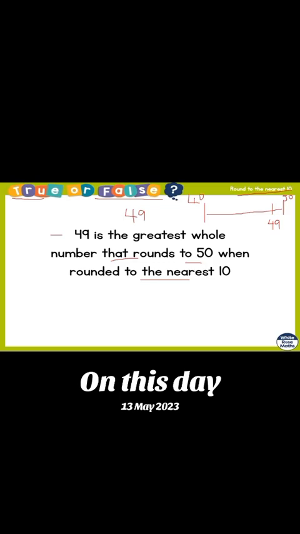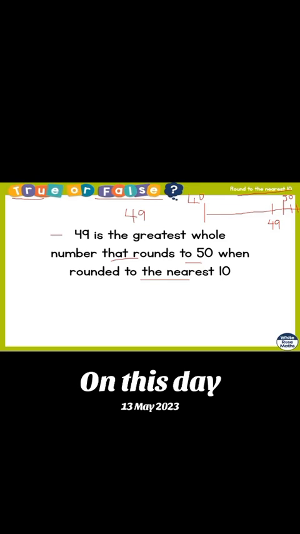But the rule is, if it's 5 or more, for the place value that I'm looking at, we round up, and if it's less than 5, we round down. Now, 49 does actually round to 50, but I've got some more numbers. I've got 51, 52, 53, and 54.